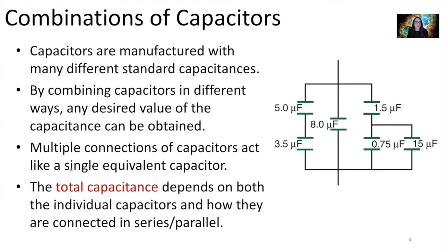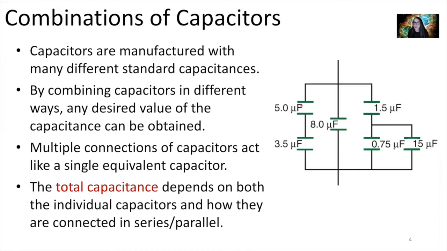Multiple connections of capacitors act like a single equivalent capacitor. The total capacitance depends on the individual capacitors and how they are connected in series or parallel. So here we have a very complicated set of capacitors. These 2 capacitors are in parallel. These 2 are in parallel with this one in series. And then the capacitors along all of these branches are in parallel with each other.